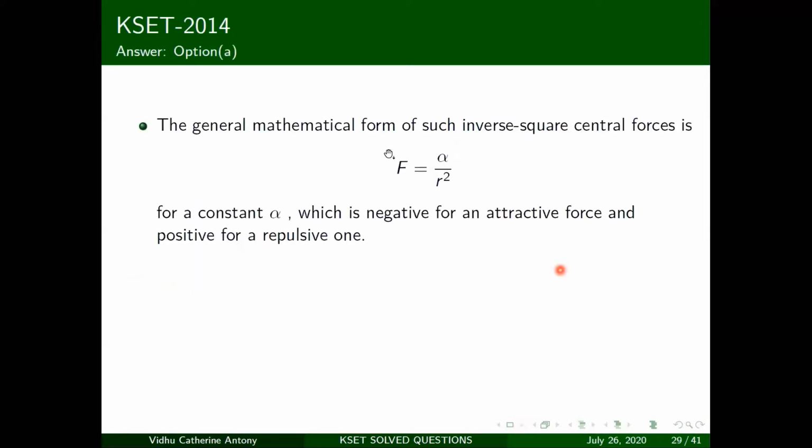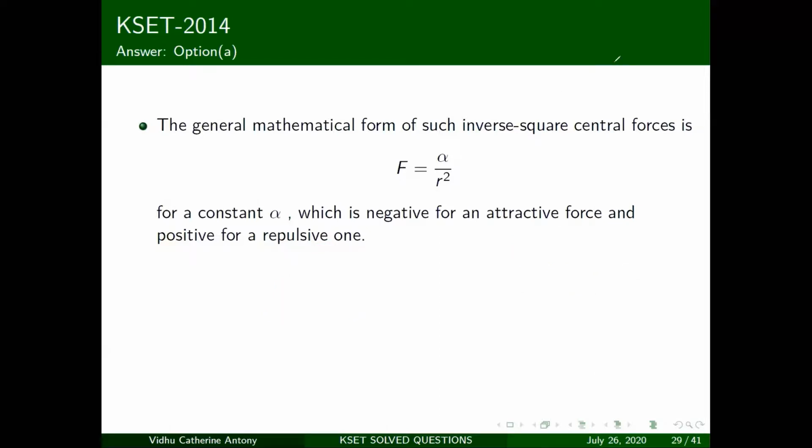So this is how your inverse square force is written, right? F is equal to alpha divided by r squared, for a constant alpha which is negative for an attractive force and positive for a repulsive one. So basically it's the opposite of what you think. Attractive you immediately associate with a positive sign, but it's not that. It's basically a negative force, and repulsive is associated with a positive force.